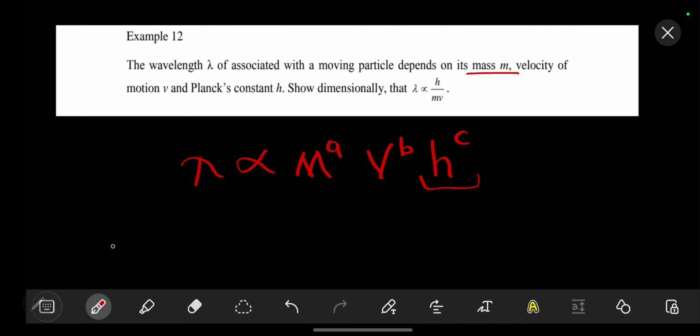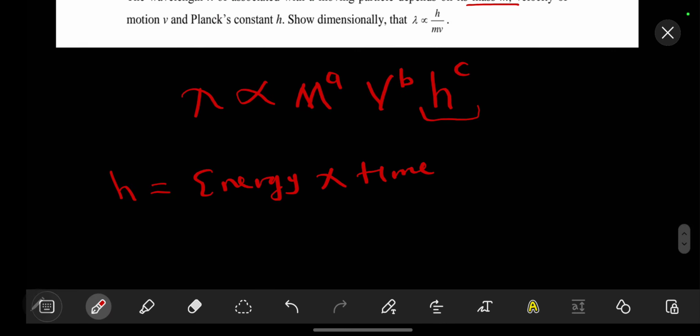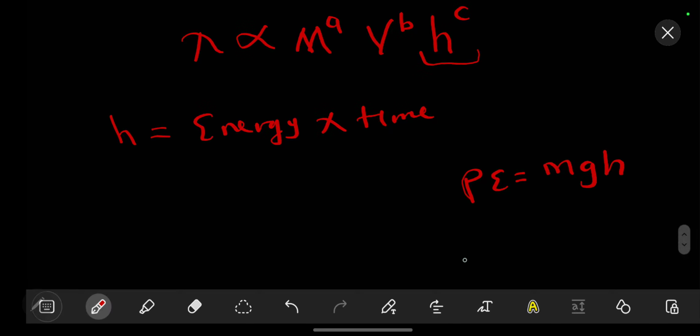So the dimensions of the Planck's constant, you can just think of the energy times second, or the energy times time. This is what you can think. This is not the formula, but this is what can help you. Energy, just get any equation of energy. Let's say the potential energy is equal to mass times gravity times height. So we know that the gravity is also called acceleration, and acceleration takes L t raised to the power -2.